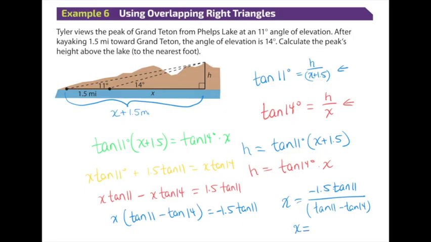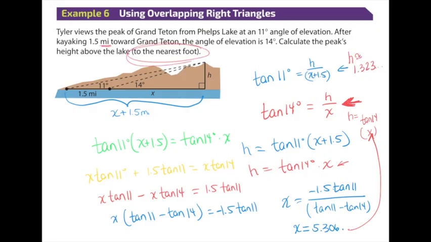So x equals approximately 5.306. You can use your answer key. We are actually looking for the height. So you need to come back up here and figure out your height. So your height is going to be, as we said right here, tangent of 14 times that x that we just found, which gives you a height of approximately 1.323 with some decimals. That is in miles, and they want it in feet.